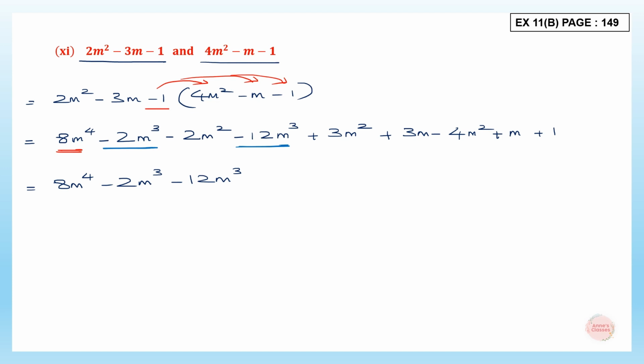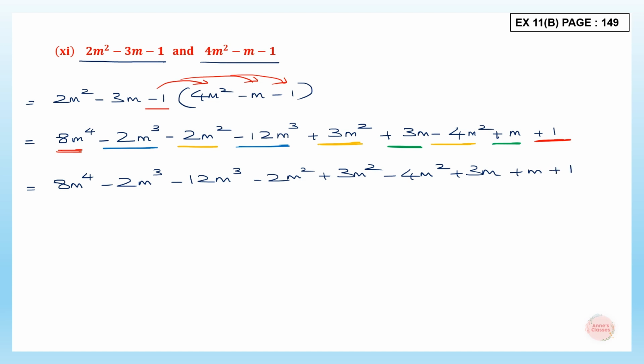Now let's go on to m to the power of 2. So here we have minus 2m to the power of 2 plus 3m square and minus 4m square. So let's write all that. Minus 2m square plus 3m square minus 4m square. Then what do we have? We have plus 3m and plus m. So that will be plus 3m plus m. And then finally we have the number that is plus 1.